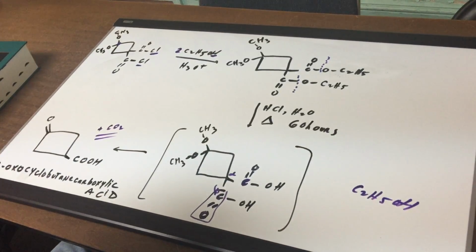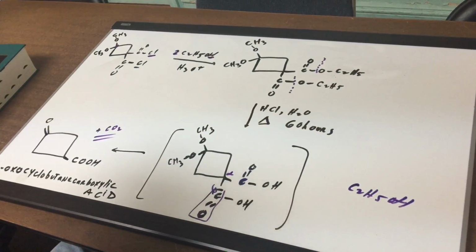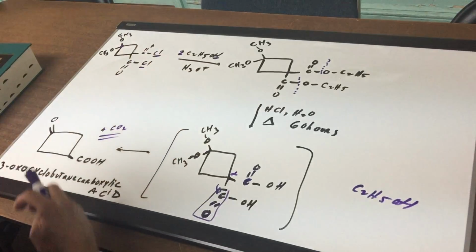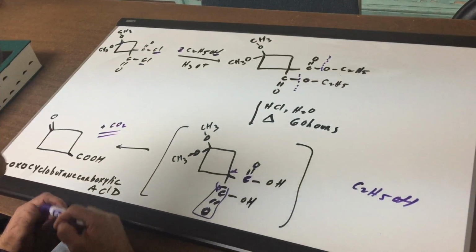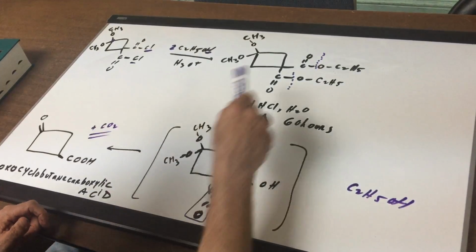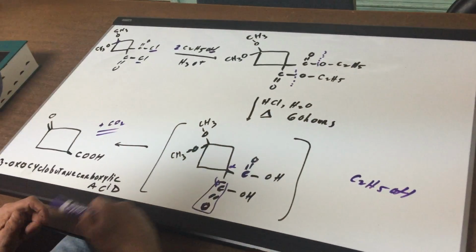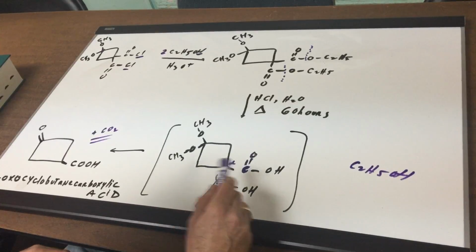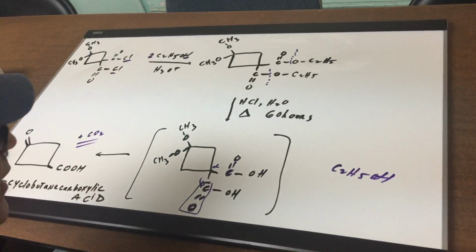That was a hard question. So you had to understand a lot of things. We did some acyl chemistry here of an acyl halide. And this was the acid hydrolysis of an ester. And then finally, we did the decarboxylation of a beta-keto acid.